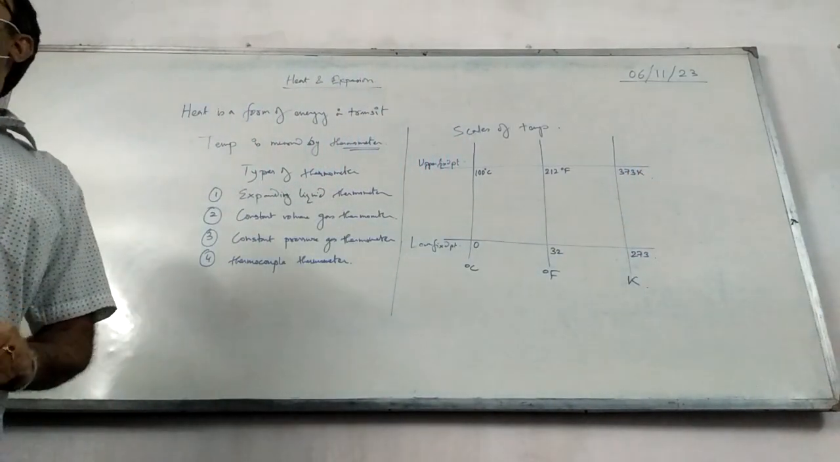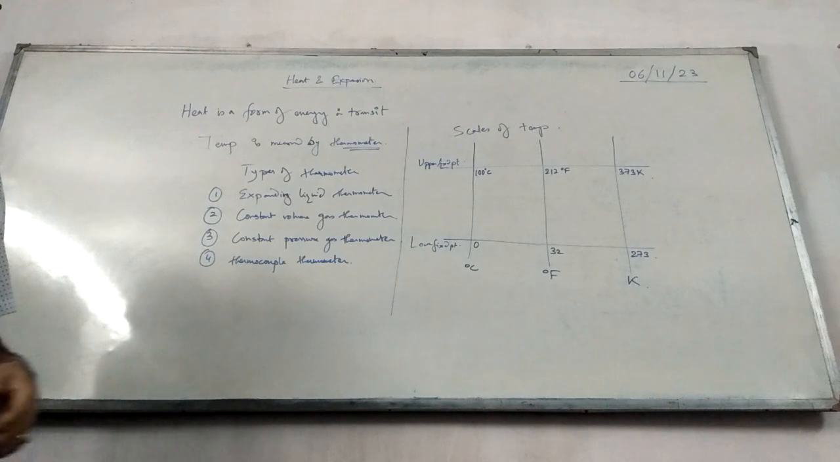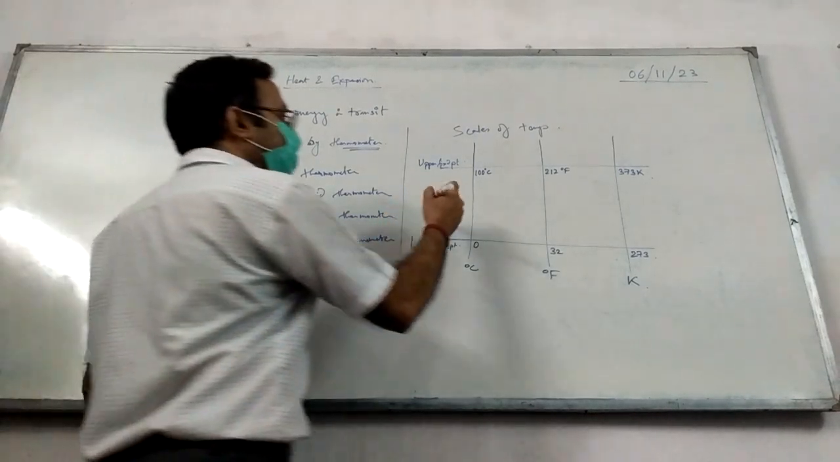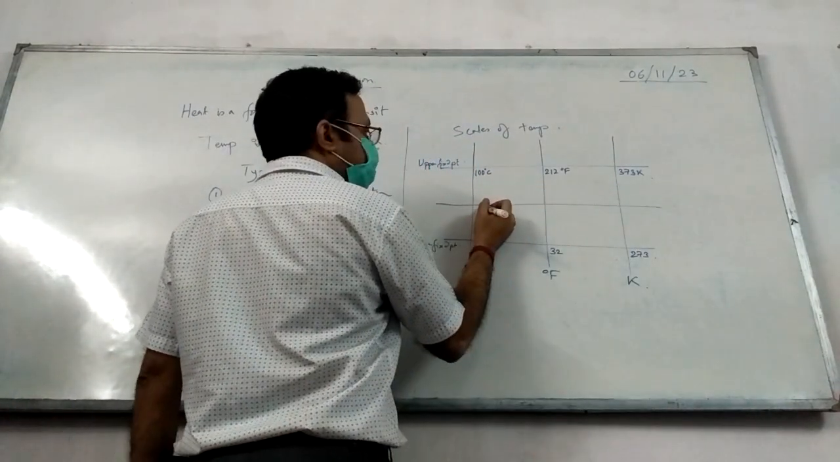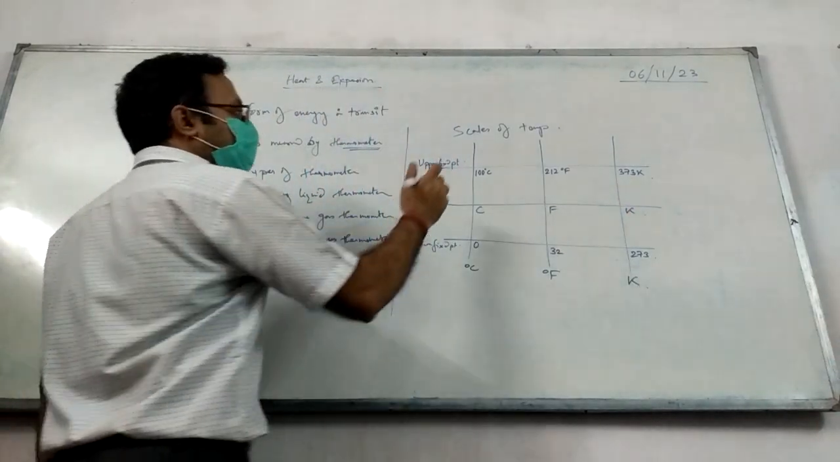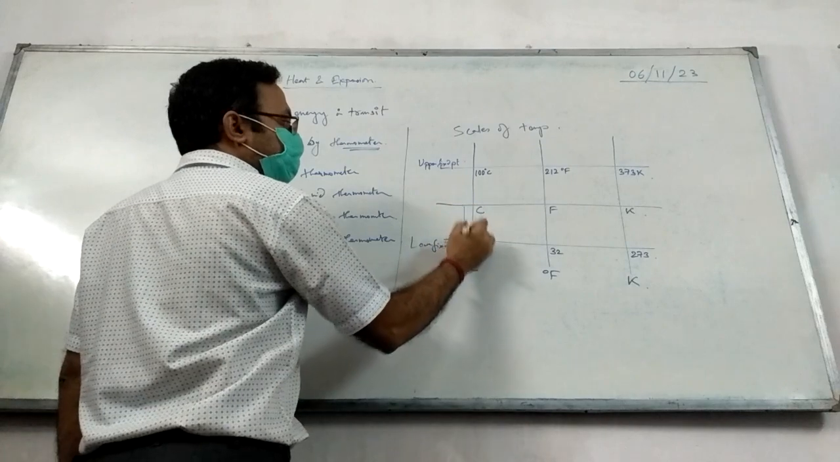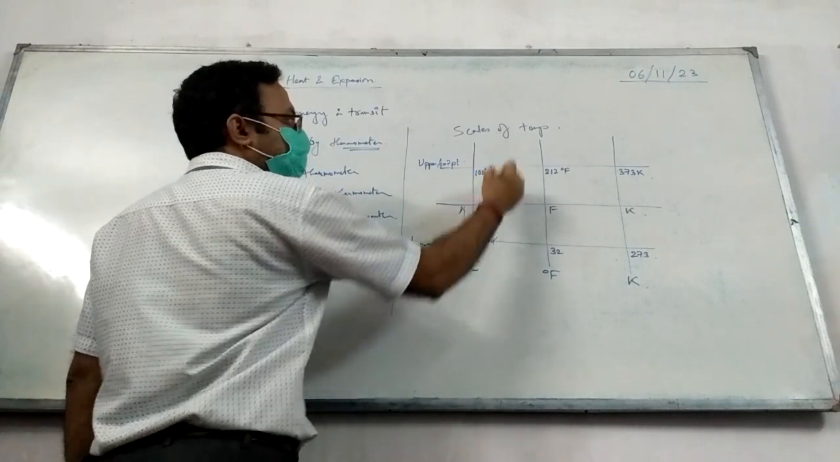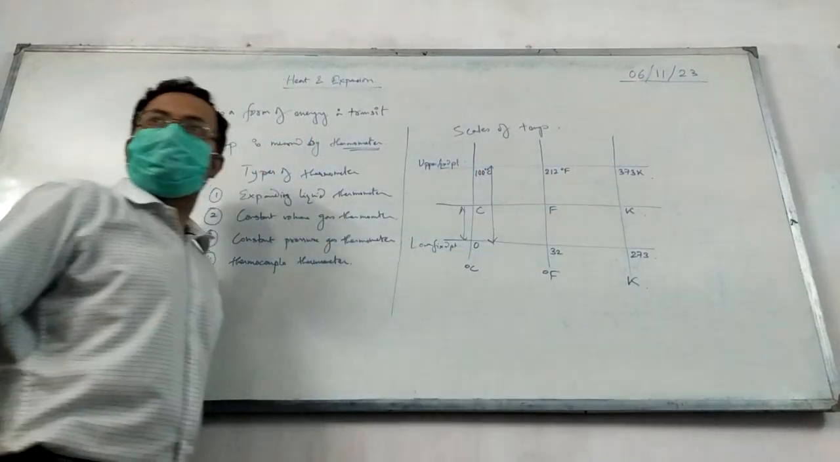Now you use the linear interpolation method to correlate between them. Means take up any particular temperature. Say this is C, this is F, and this is K. Then we can say that this distance by this distance should be proportional for all of them.